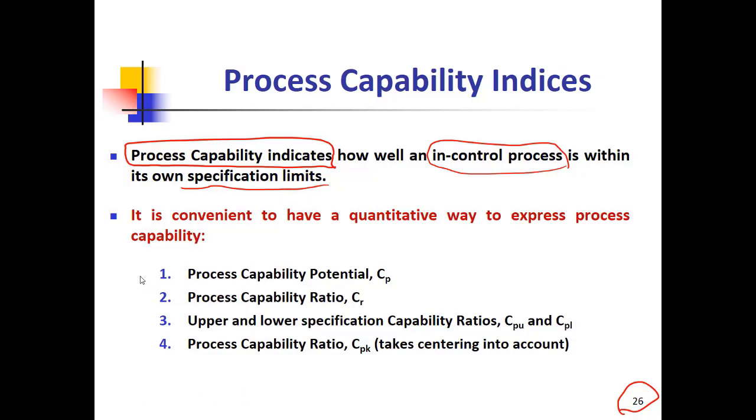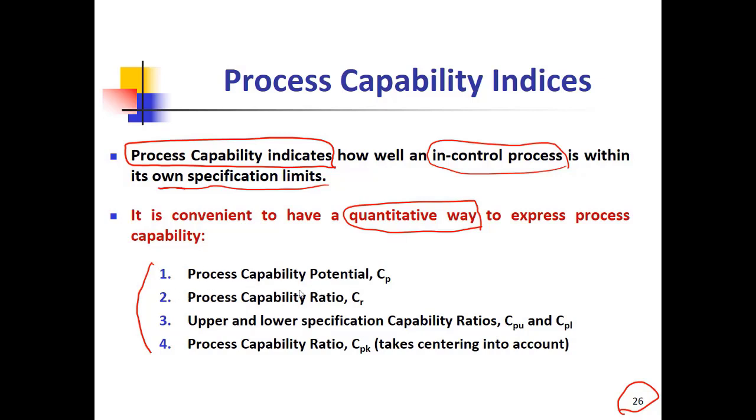This is what we are going to calculate now. They will show us how that process, which is a good and in-control process, is operating between our specification limits. To show how good or bad it is, we need a quantitative way to express it. Quantitative means we need a parameter that shows us, for example, that if it's a big number it's good, and if it's a small number it's bad. To do that, we can define several parameters. Here we have 4 parameters and I'm going to talk about them now.